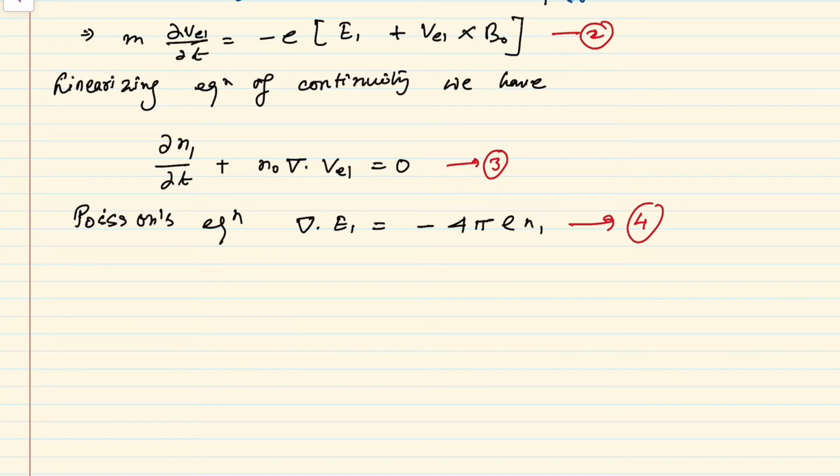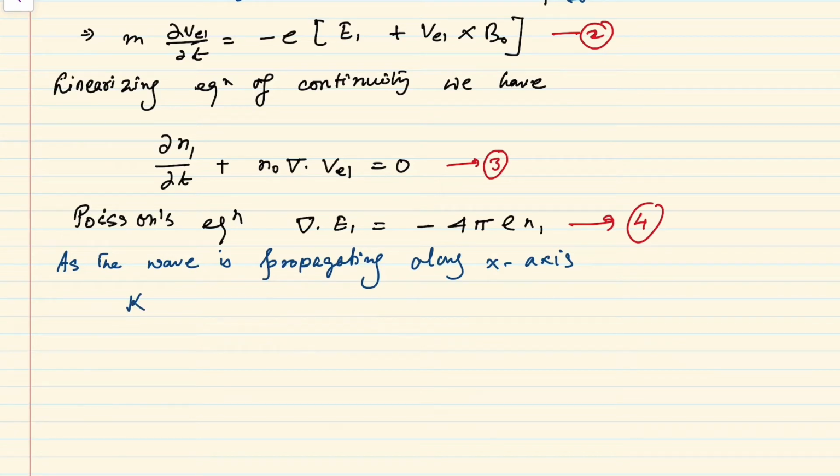Now, as the wave is propagating along the x-axis, here you see the wave is longitudinal in this case. So the wave constant k and the electric field E1 are along the x-axis.